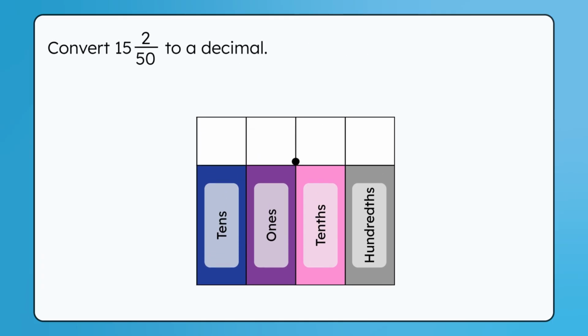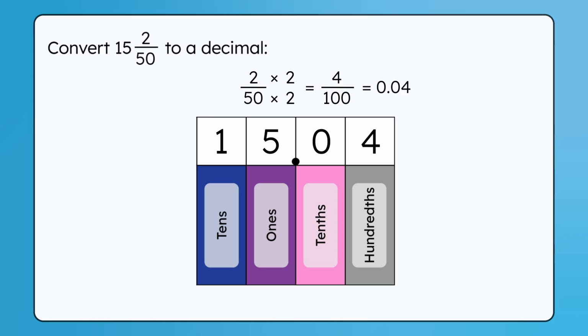Try one more in your guided notes. Pause here to convert 15 2/50 to a decimal. Notice how 15 has a digit in the ones and tens places. So we write a 1 in the tens place and a 5 in the ones place. Then we convert 2/50 to 4 hundredths and record the rest of the decimal. A decimal point, a 0 in the tenths place, and a 4 in the hundredths place.